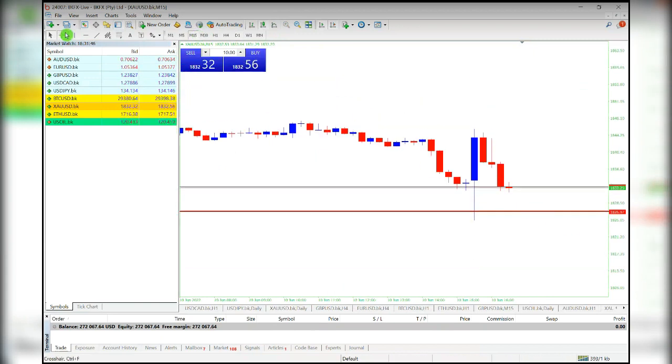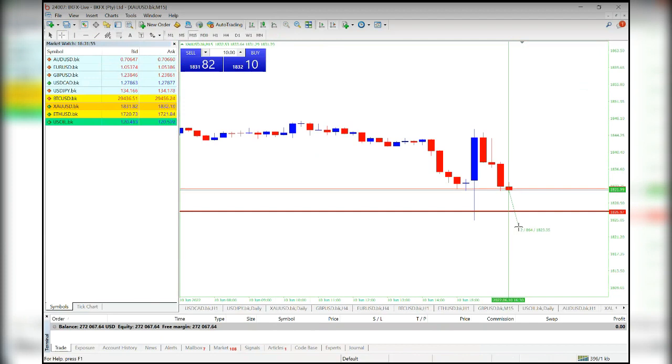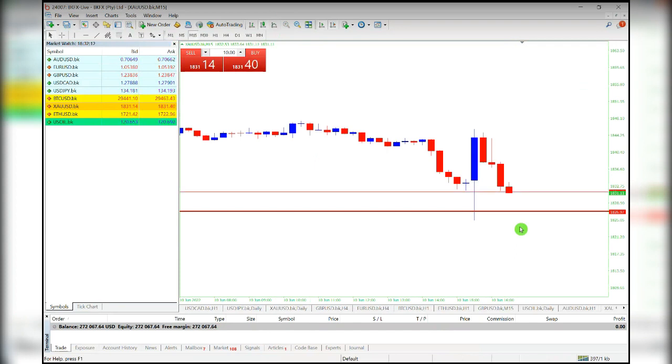So kung magsisell or magbabay ako dyan, ang risk ko ay 47, pwedeng maging 86 yung risk ko. 86 pips. So kung 86 pips, kung nagbay ako ng $1, pwede ako ma-loss ng $86. Kung nagbay ako ng $10 per lot, pwede ako ma-loss ng $806.